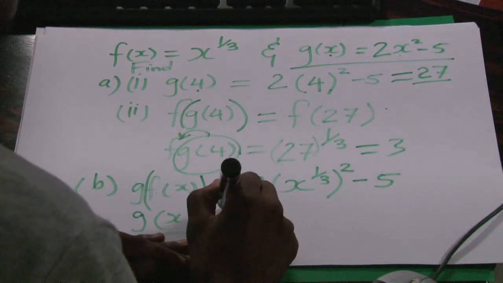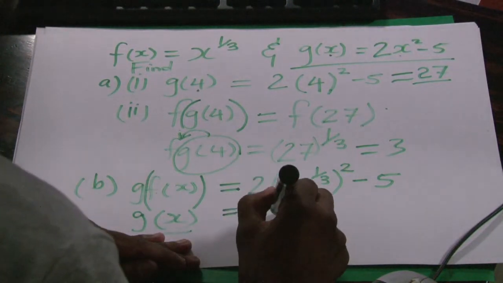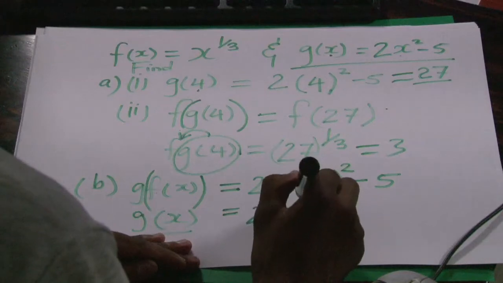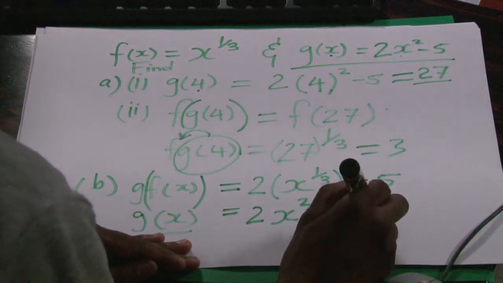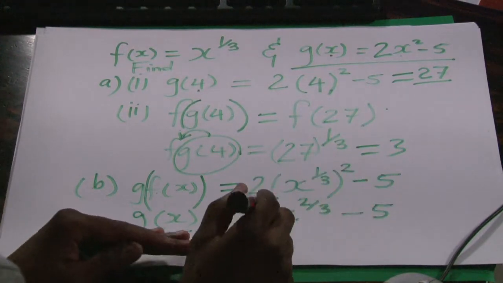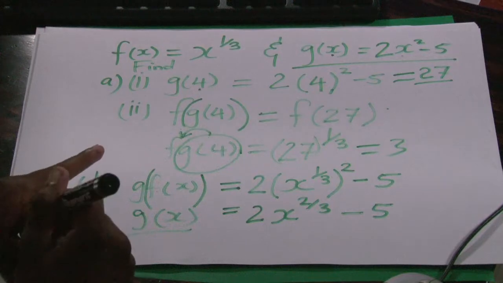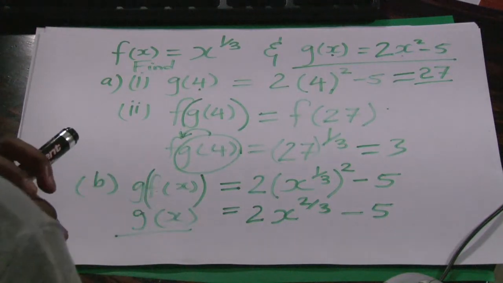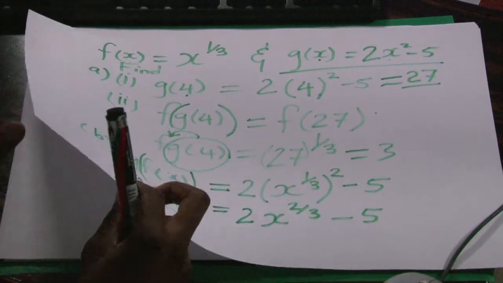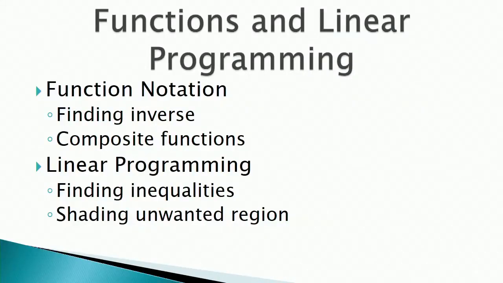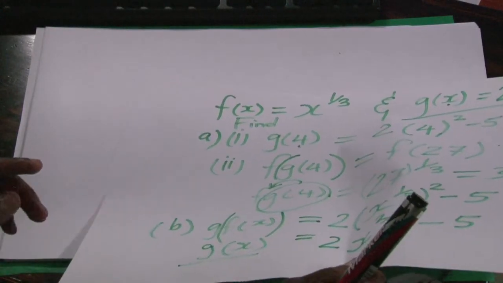Then from there, this is what you're going to have: 2x to the power of 2 over 3 minus 5. There's nothing we can do here. We stop there. Nothing further that we can do. We stop there because this expression is in its simplest form.